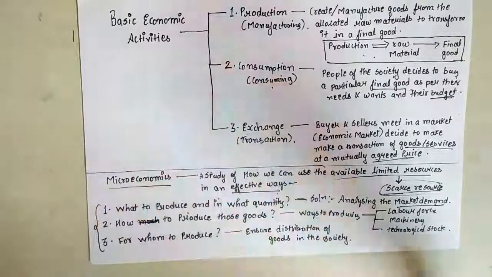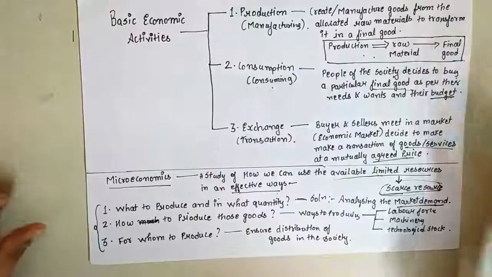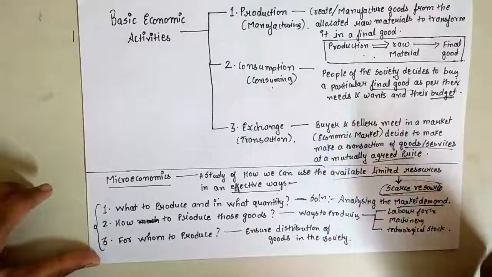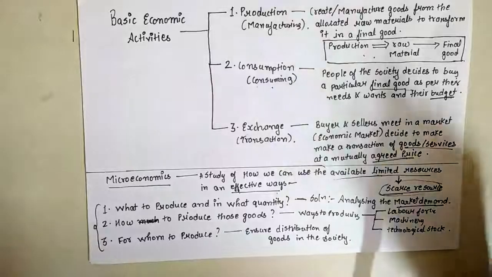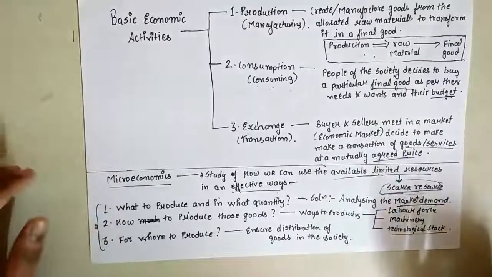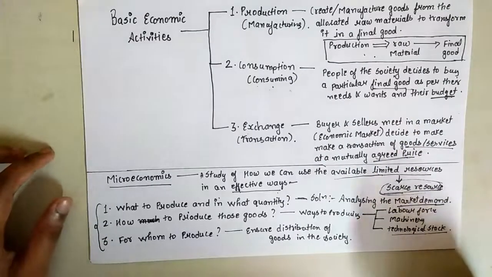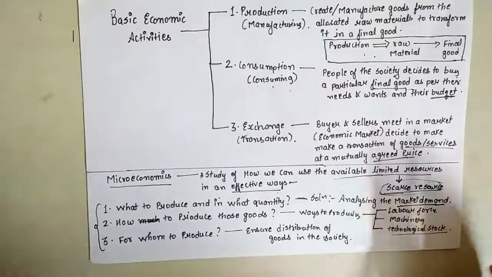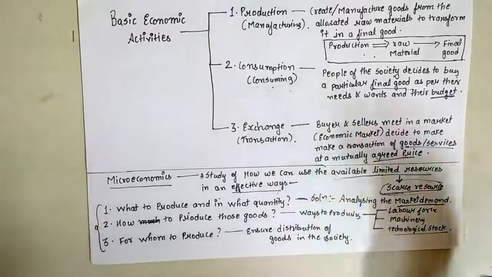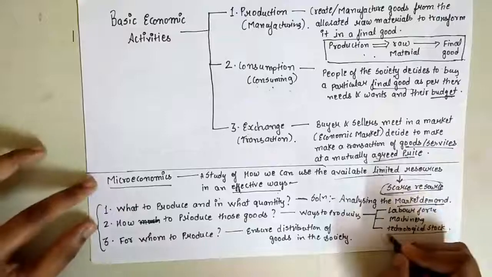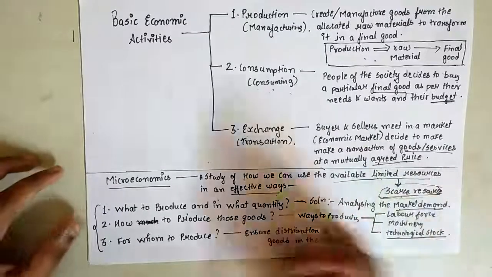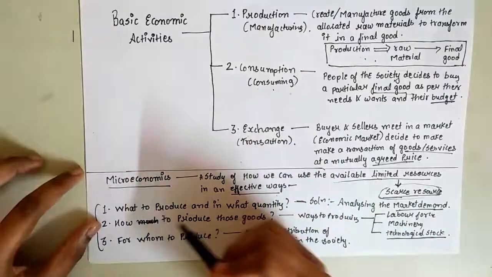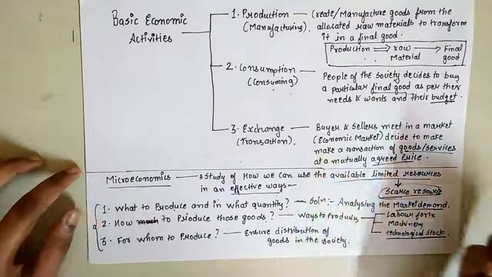And second is how to produce those goods. There are various ways to produce those goods. First can be a labor force, second can be machinery and any kind of available stock, and technological stock which we have or which we might have to produce the particular good which we have decided according to the market demand.